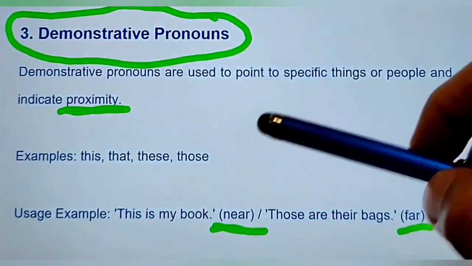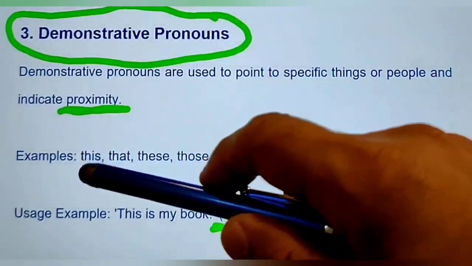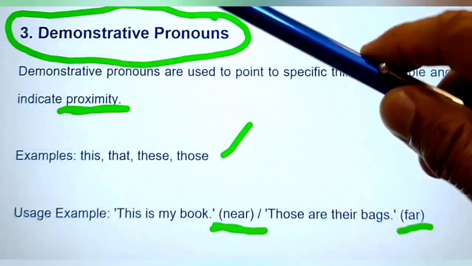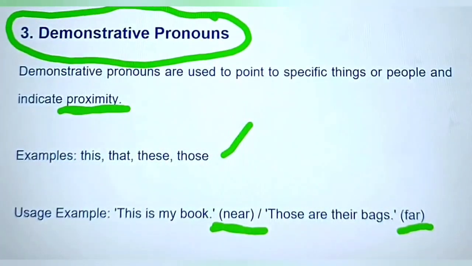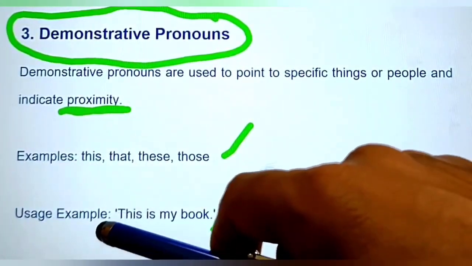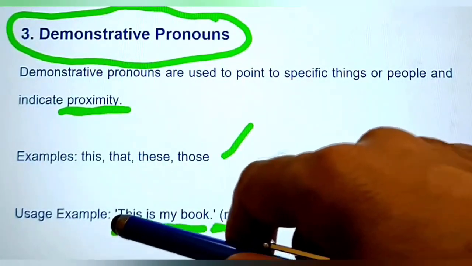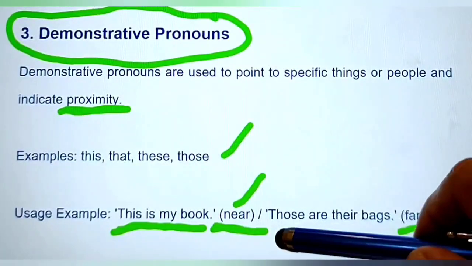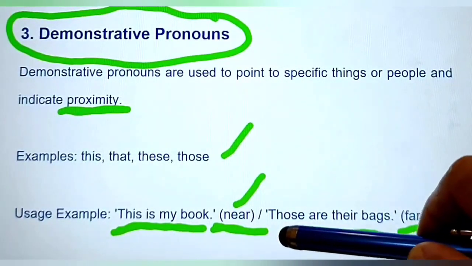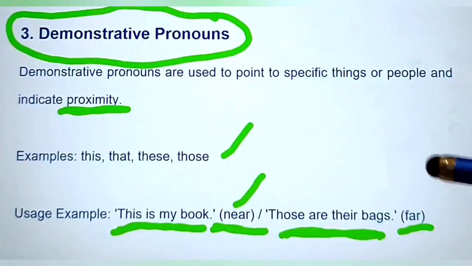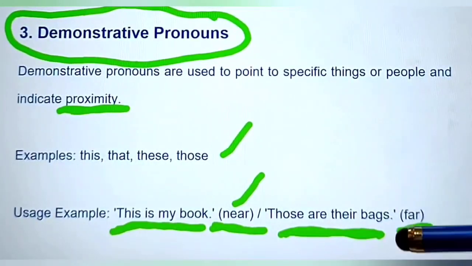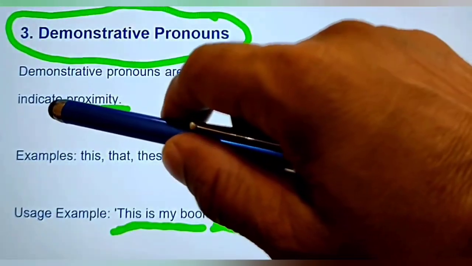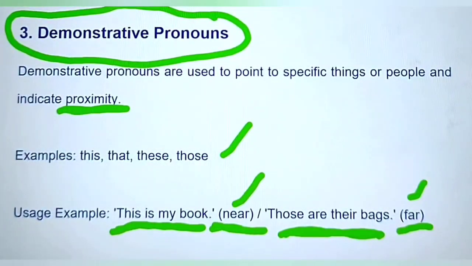Examples of demonstrative pronouns here: this, that, these, those. These are examples of demonstrative pronouns. For example, we have here, this is my book. So the book is near, which describes the proximity. And those are their bags. The bags are far from there, and this describes far proximity of demonstrative pronouns.